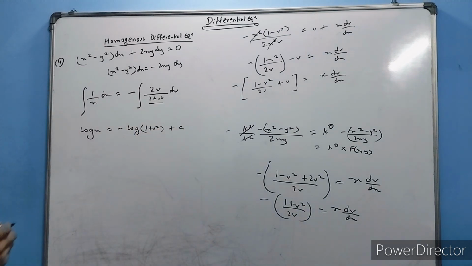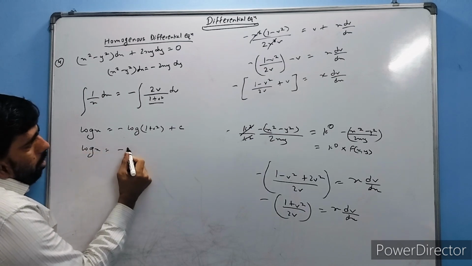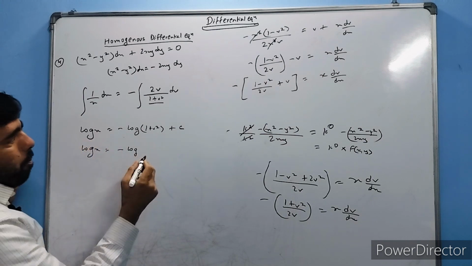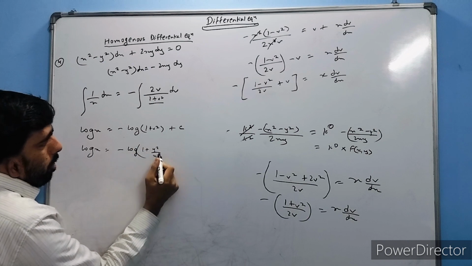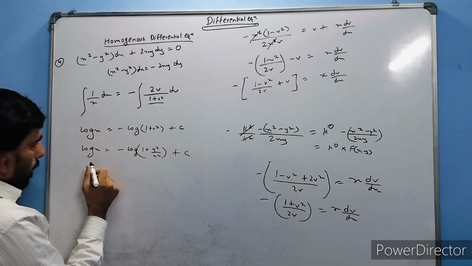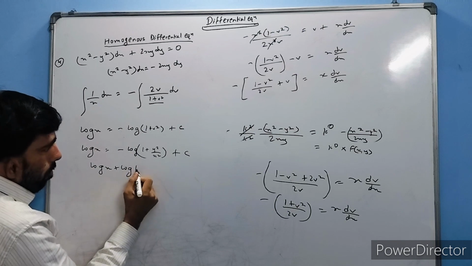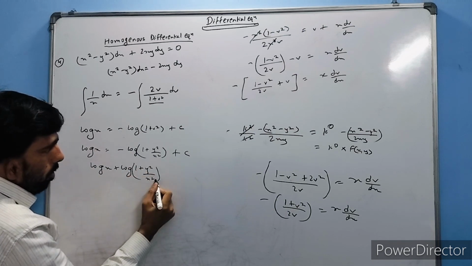Okay. So now we know what is the value we have taken here. y is equal to vx, so v is y upon x. So we'll have y square upon x square plus c. So I can take log x plus log 1 plus y square upon x square is equal to c.